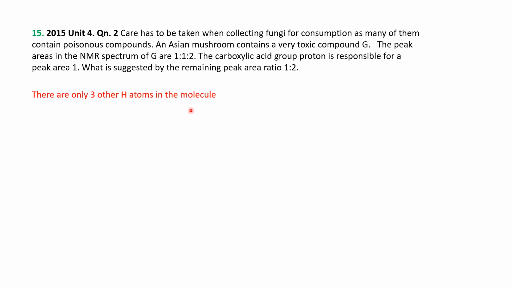Well, seeing as the carboxylic acid proton is 1, that means that this 1 must be another hydrogen and this 2 must be 2 other hydrogens. So it's only 3 other hydrogens in the molecule. 2 of them are equivalent and the other one is different. Now, the A-level answers indicate that you should be able to get a little bit more than that. Anything else is pure speculation given the information that we have here.